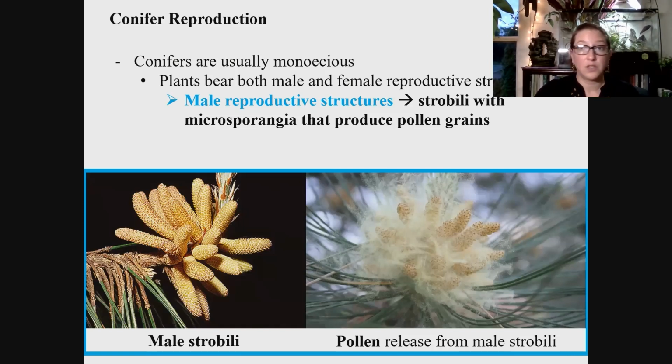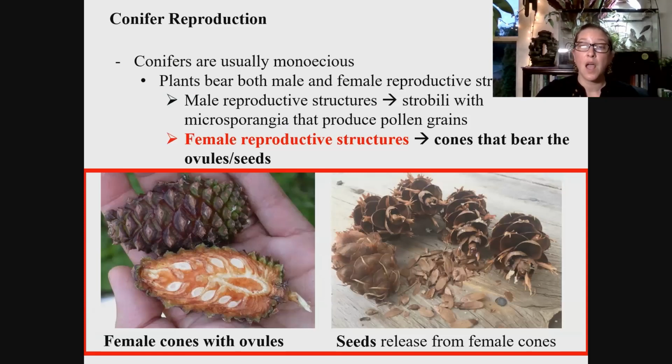The strobili, just like we have already seen, have on them microsporophylls that have microsporangia on them that are going to make the microspores that make the pollen grains. So eventually the pollen grain is going to get released from the strobili, as you can see here on the right, and be put into the wind. Female reproductive structures, so the ovules, are on cones, and then once they become fertilized, the seeds are also on the cones.